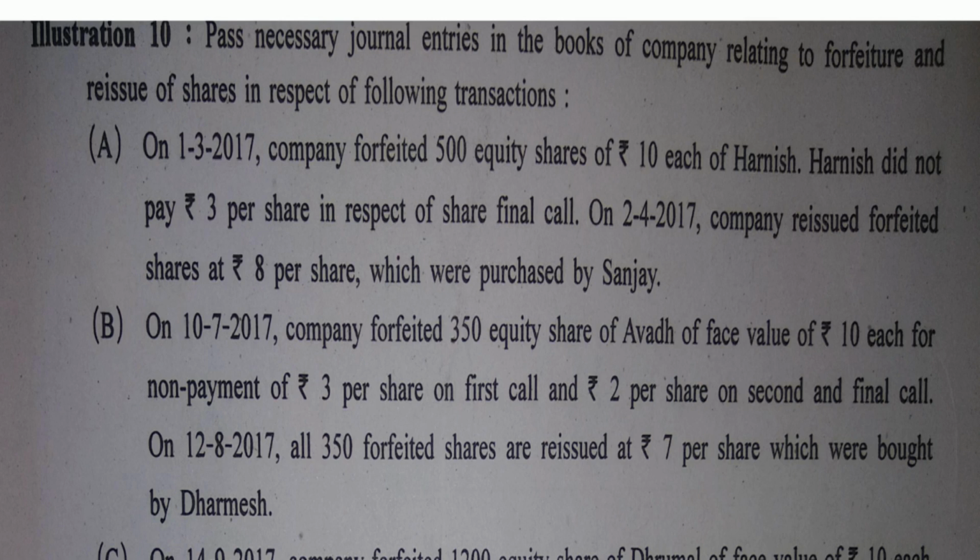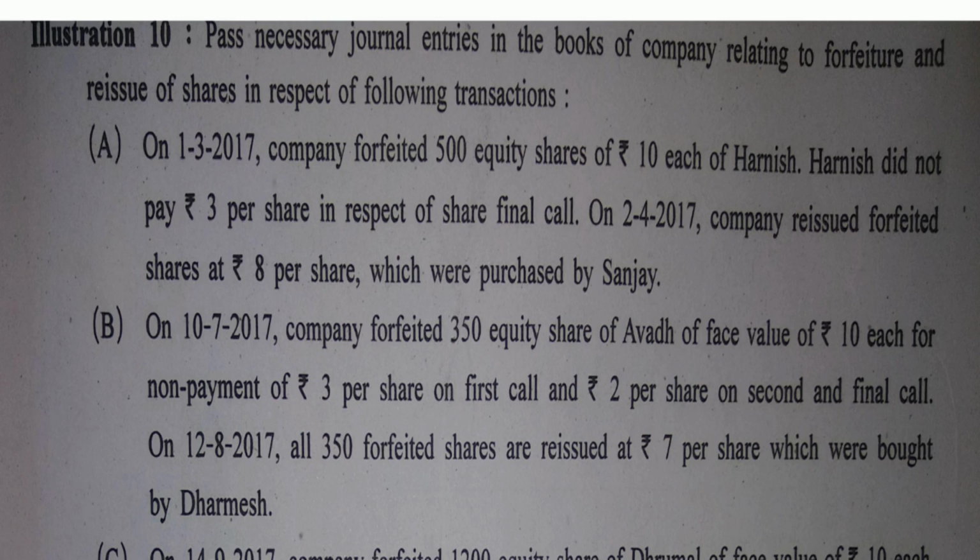Fine then, let us begin. On 1/3/17, the company forfeited 500 equity shares of rupees 10 each of Harnish. How many shares? 500. When? On 1/3/17. What is the face value of the share? 10. Harnish did not pay rupees 3 per share in respect of the share final call.